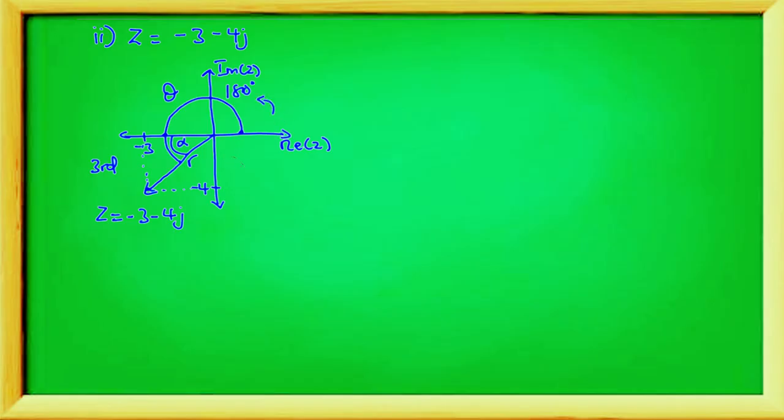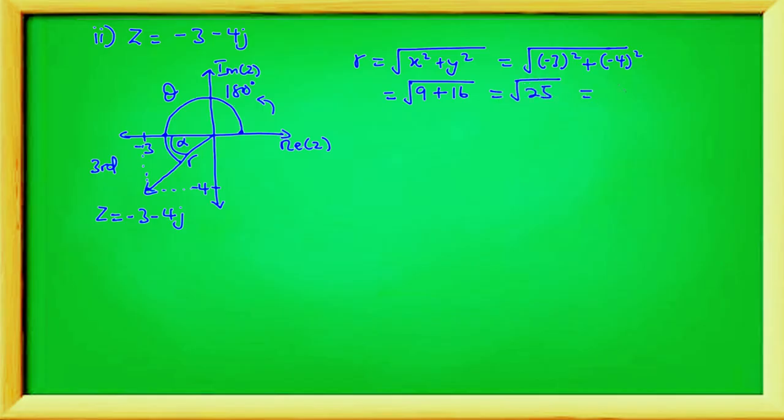So now let's find the value of r and then alpha. So for r, that is equal to the square root of x squared plus y squared. We have x to be -3, so -3 squared, plus y is -4, so -4 squared. This is equal to the square root of, -3 squared is 9, -4 squared is 16, so that is the square root of 25, and this is equal to 5 units. Therefore, we have r, which is the modulus, to be 5 units.